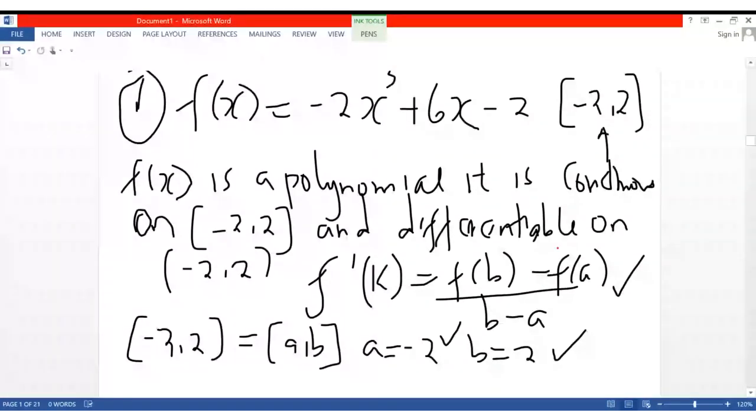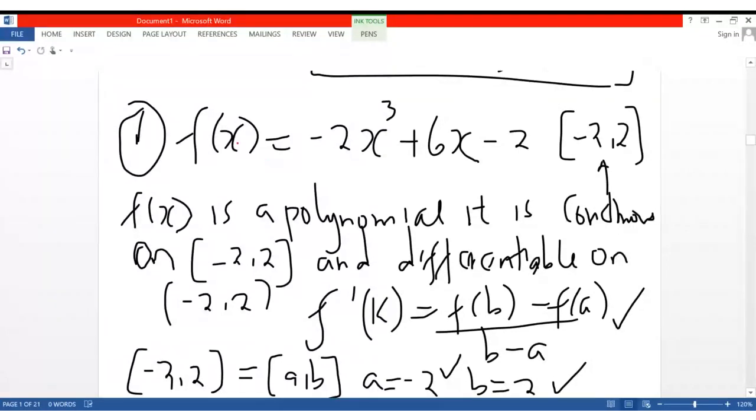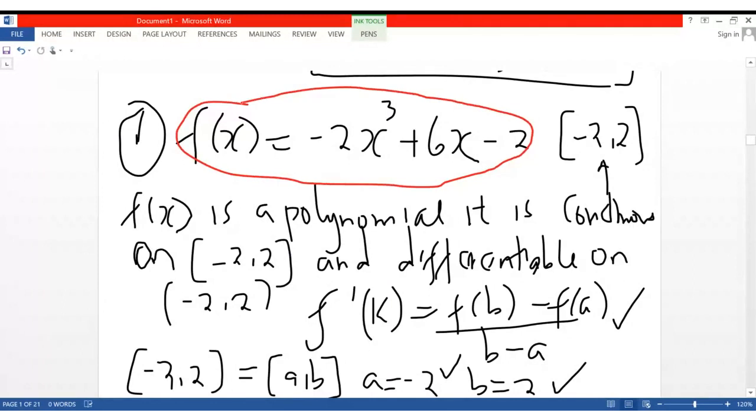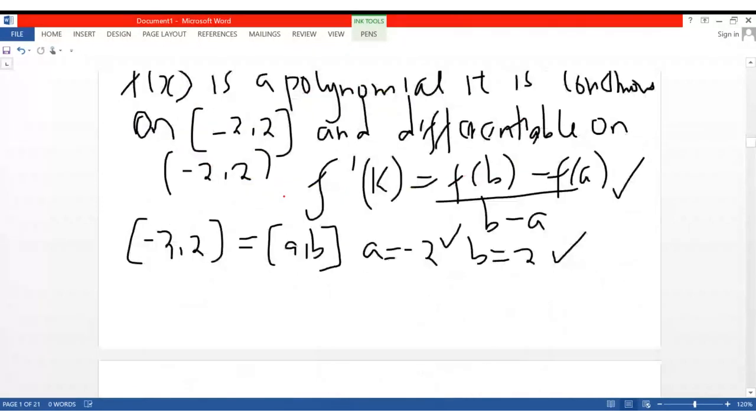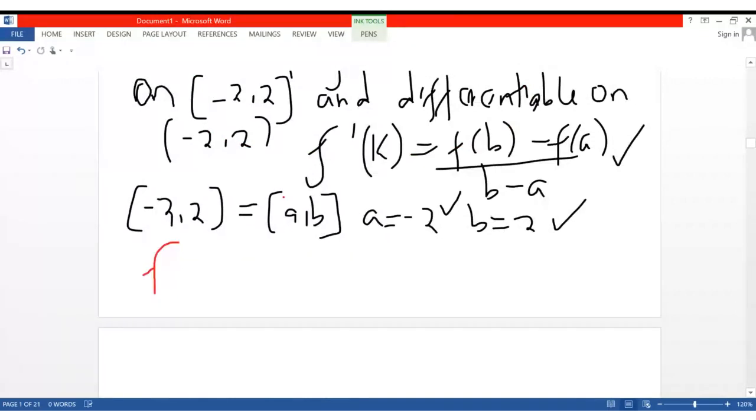We have our function. So we shall replace our a on this function that we have been given here. We shall replace our a there, then we replace our b and get some values that we shall be able to use. So let me replace. I can start with f of a, the same as f of -2. Where there's an x, I replace with -2.